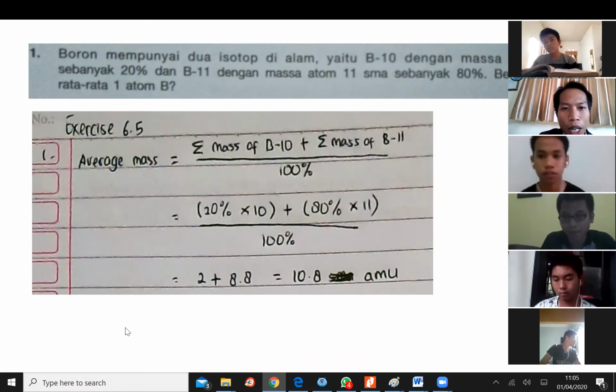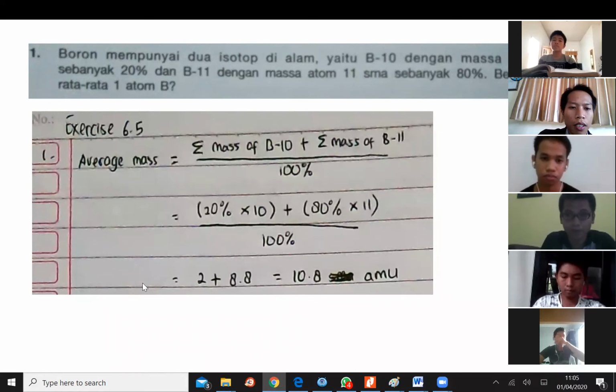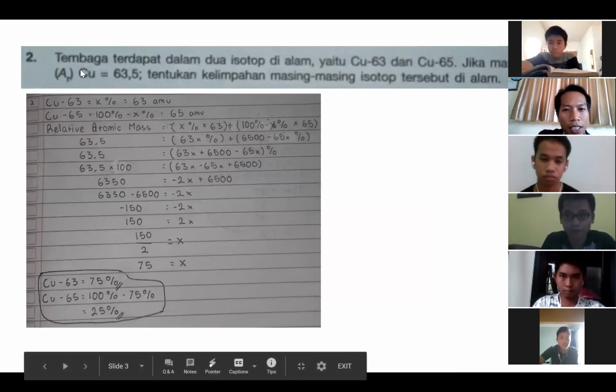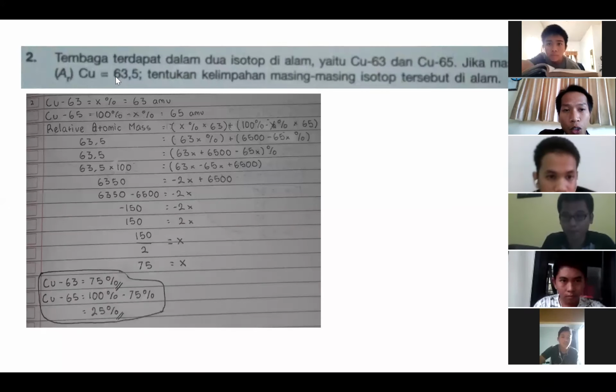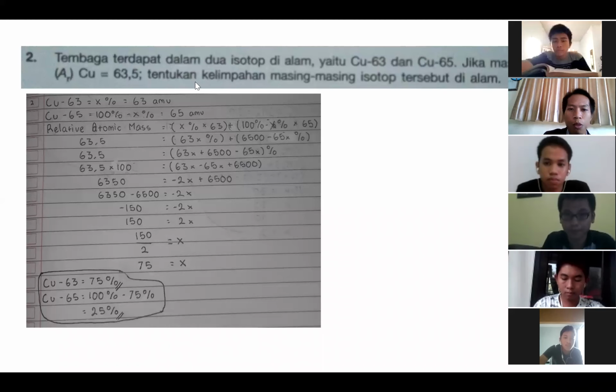Okay, it's easy, yeah, for number 1. Let's continue with number 2. Okay, number 2, this is the question. Copper has 2 isotopes, copper 63 and copper 65. If the relative atomic mass of copper is 63.5, find the abundance of each isotope. So this is the reverse of the first question. In the first question you are given the abundance and you find the relative atomic mass. In this question, the relative atomic mass is given and you are asked for the abundance, how many percent for each of copper 63 and copper 65. It's the same calculation; you just reverse it.